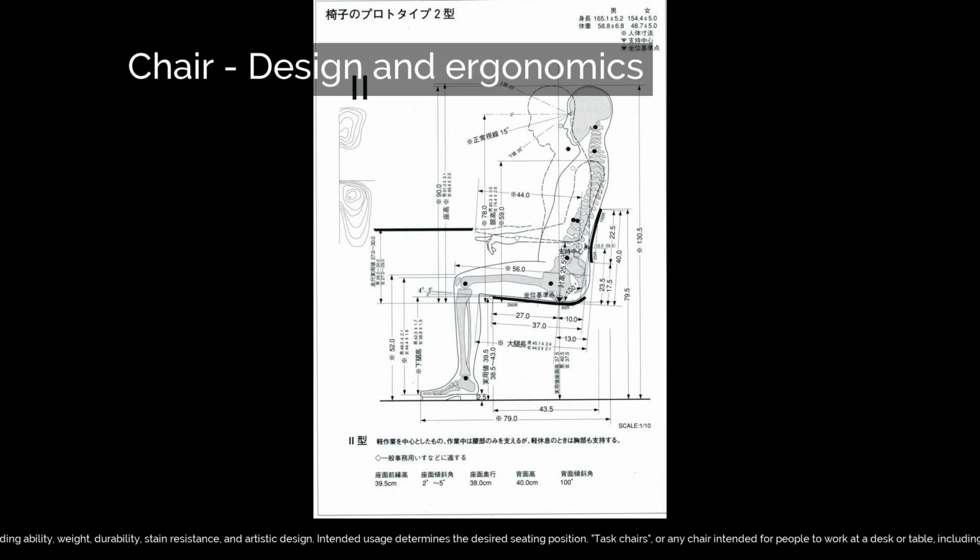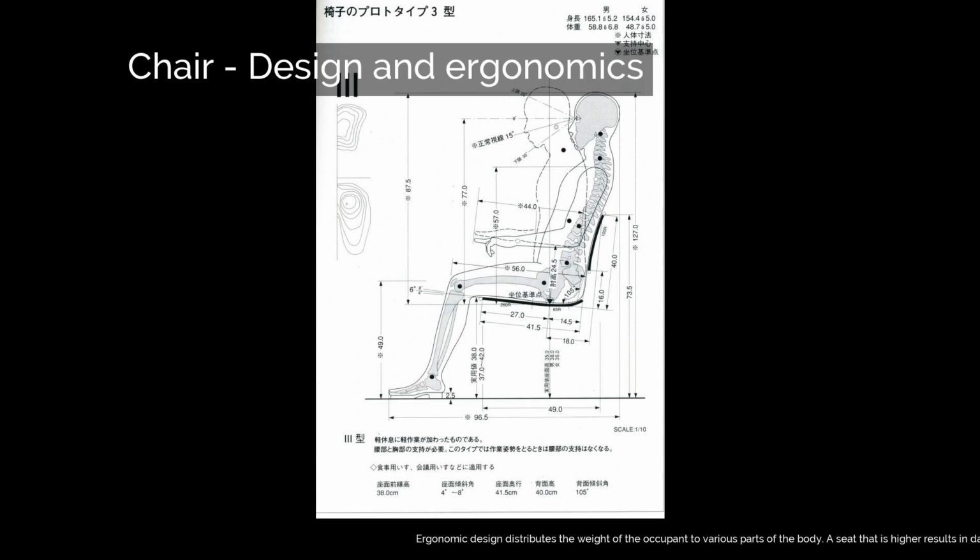Intended usage determines the desired seating position. Task chairs, or any chair intended for people to work at a desk or table, including dining chairs, can only recline very slightly, otherwise the occupant is too far away from the desk or table. Dental chairs are necessarily reclined. Easy chairs for watching television or movies are somewhere in between depending on the height of the screen.